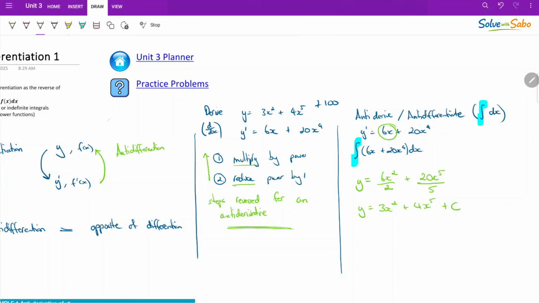Okay, we just need to practice these antiderivative skills. So as you saw, the opposite skills: we're going to increase power by 1, and then 2, we're going to divide by new power. All right, so I think we need to get into some examples now.